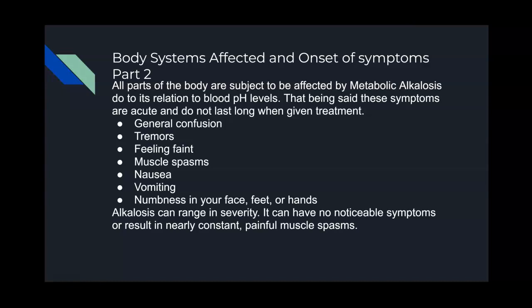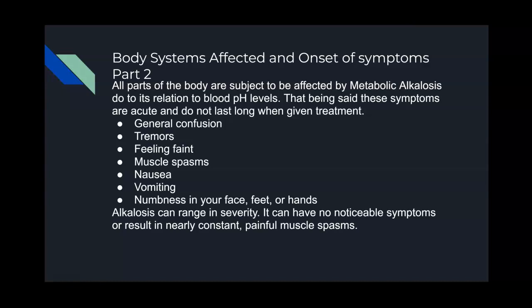Now, general symptoms are confusion, tremors, feeling faint, muscle spasms, nausea, vomiting, and numbness of the face, feet, and hands. A lot of sensory-based issues can come about from this. Typically, the more severe the alkalosis, the more severe your muscle spasms will become. So usually these are the telltale signs, but there is nothing truly more unique to metabolic alkalosis other than these general symptoms.